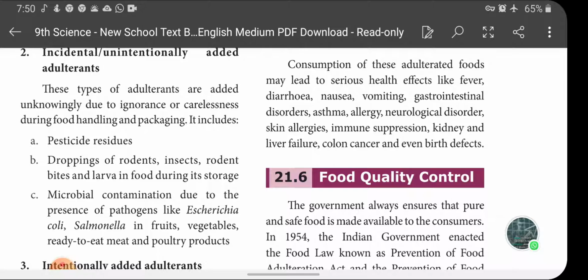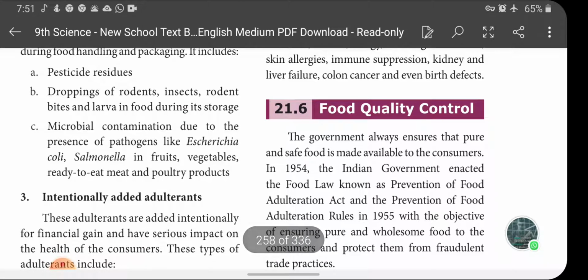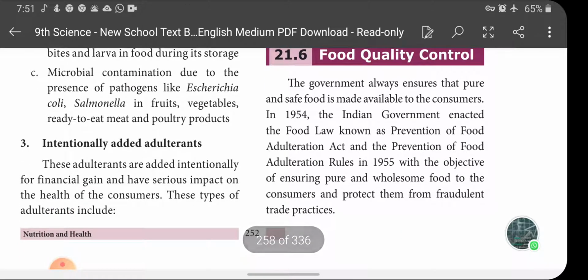It includes pesticide residues, droppings of rodents, insects, rodent spit, and larvae in food during its storage. Microbial contamination due to the presence of pathogens like Escherichia coli and Salmonella in fruits, vegetables, ready-to-eat meat, and poultry products. So these are examples of unintentionally added adulterants. Next one is intentionally added adulterants. These adulterants are added purposely.